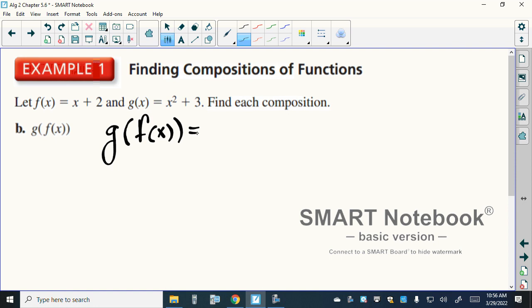So now we're going to look at the function g of f of x. So this time we have f of x on the inside. So we're replacing x with x in the function f of x. It's really not changing anything. And what is f of x? X plus 2. So I'll replace our f of x with what it's equal to, x plus 2.